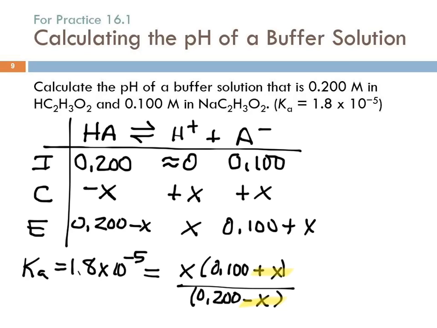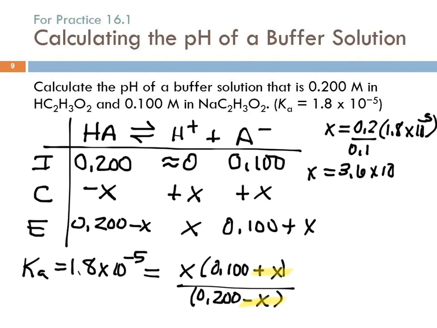So then we get, yeah, I'm writing too big. Oh, wow. So then we end up with x equals 0.2 divided by 0.1, 1.8 times 10 to the minus 5. So I'm coming up with x is equal to 3.6 times 10 to the minus 5. Anybody else get that number? Anybody else do it? Okay, I got an affirmative. Thank you.